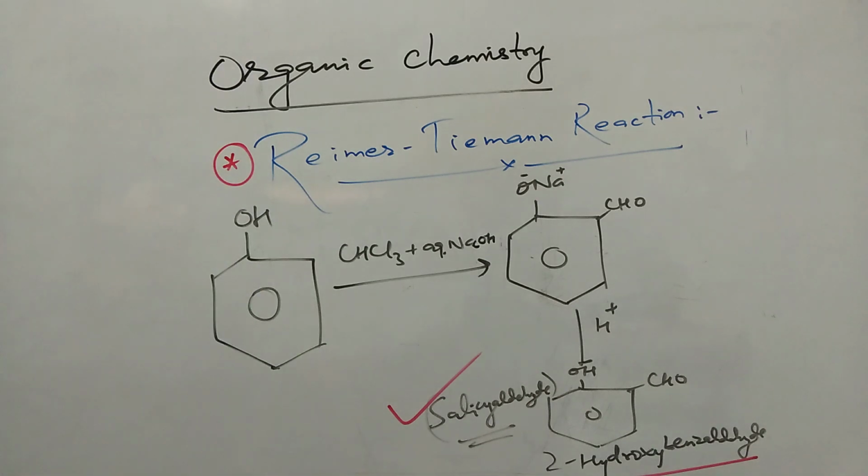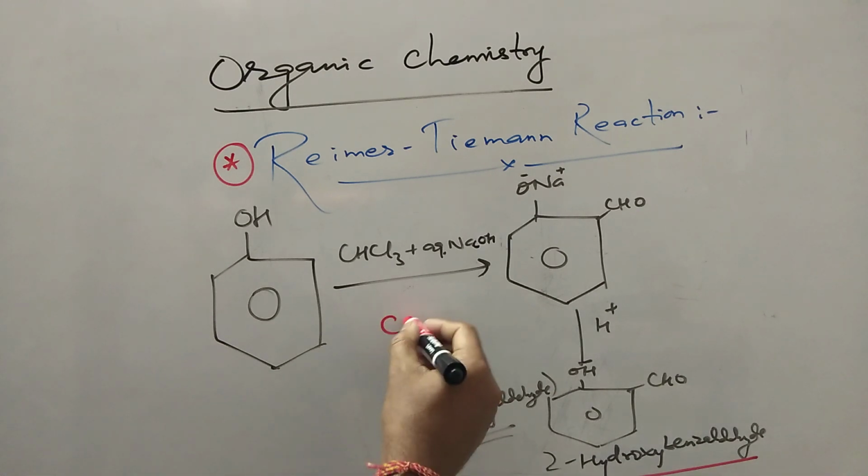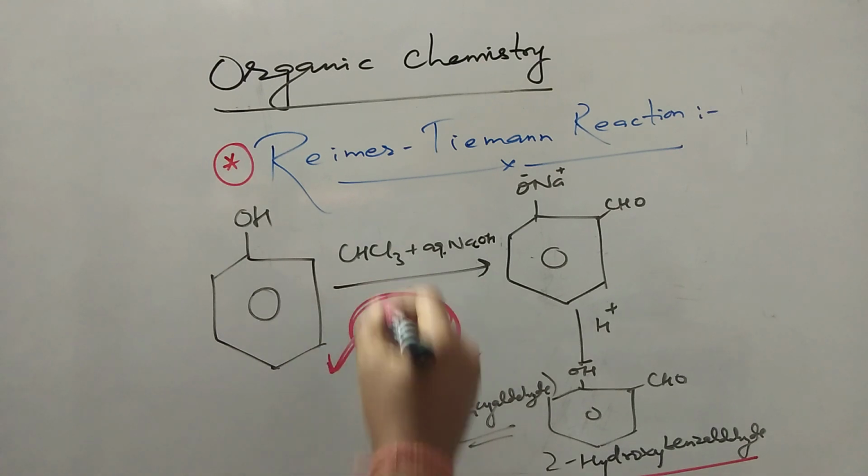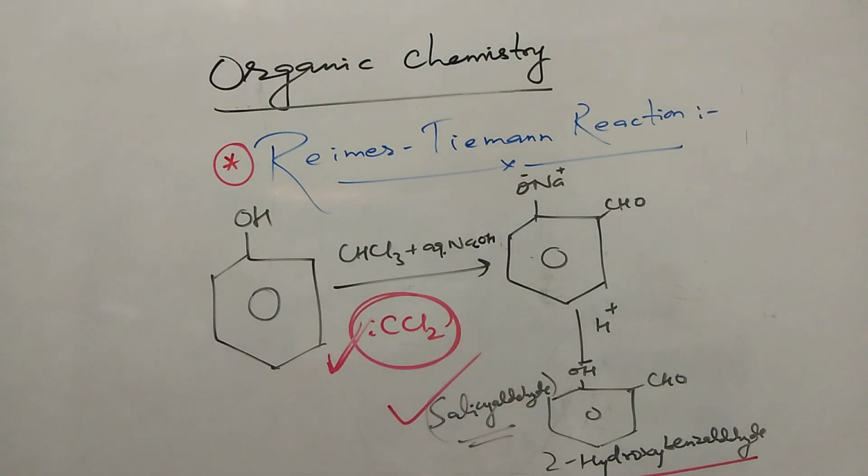It has been asked in many exams like IIT, MHT-CET, BITSAT. So keep this in mind, student. Here the intermediate is dichlorocarbene. Keep in mind it occurs through dichlorocarbene. So this was also asked. So ortho position of benzene ring, a CHO group is introduced in this reaction. This is very important.